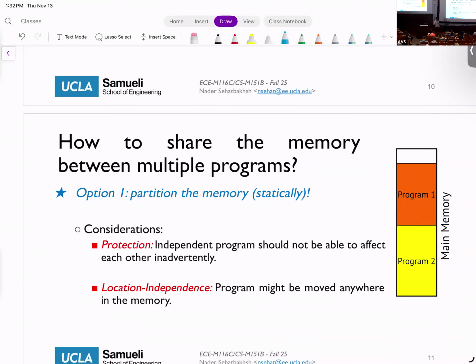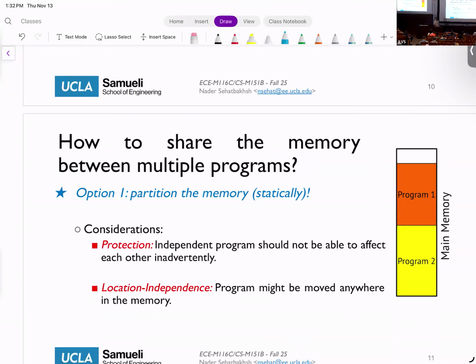Okay, so I need to have some form of a program ID, to say that, oh, okay, this request is coming from program 1, and I have some form of a table knowing that this range belongs to this ID. Okay, so more specifically, I have something like this.